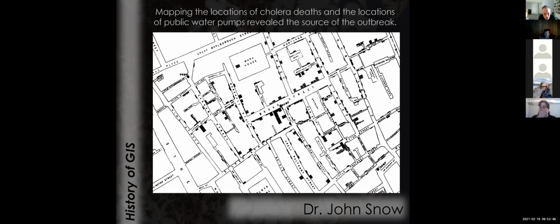Through interviews with some of the families of the victims, he found out that many of the deaths were clustered right around what's known as the Broad Street pump right here. He also found out that many of the people who had died who did not live close to the Broad Street pump worked or went to school adjacent to it, so they were still getting at least part of their day's water supply from that pump.